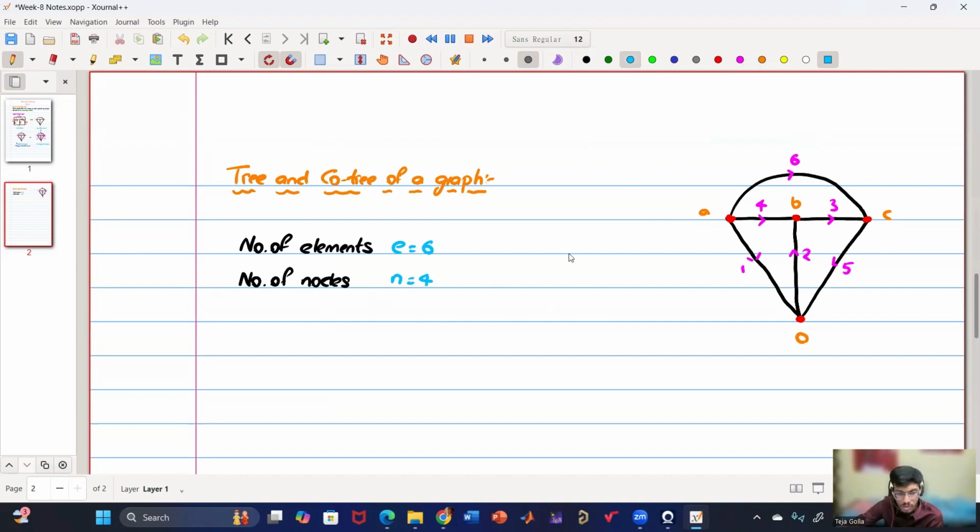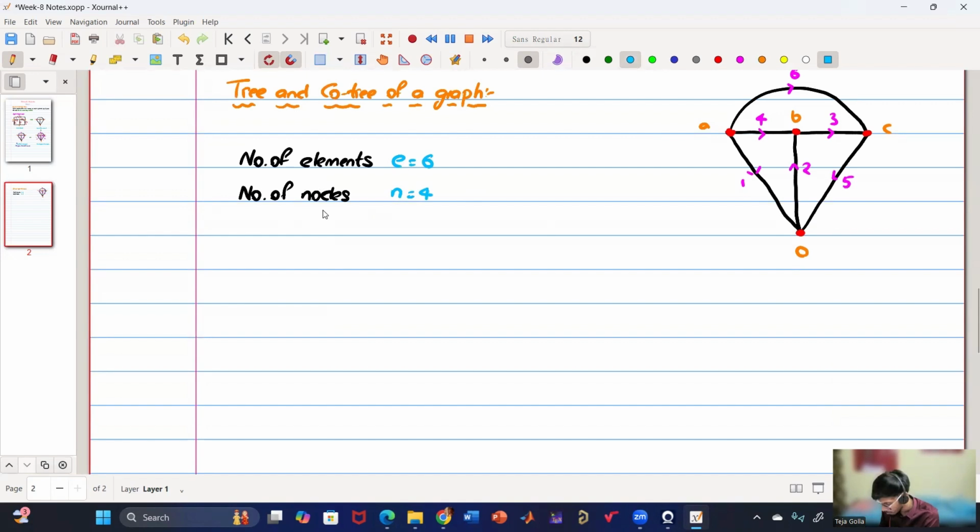Then we'll come back to the number of twigs and the number of links. I'll leave 2 lines, and first we'll get back to what a tree is. A tree is something you get by joining all the nodes so that no loop is formed. Say A, B, C, and O. I have to join A, B, C, and O using these elements like 1, 4, 2, 3. There are multiple possibilities, but I have to join them so that no loop is formed.